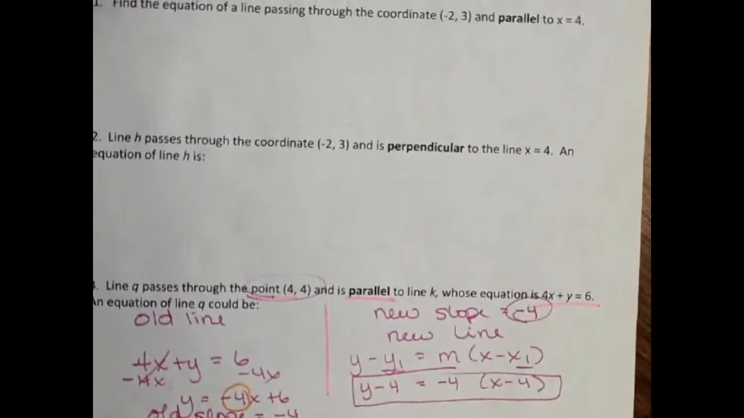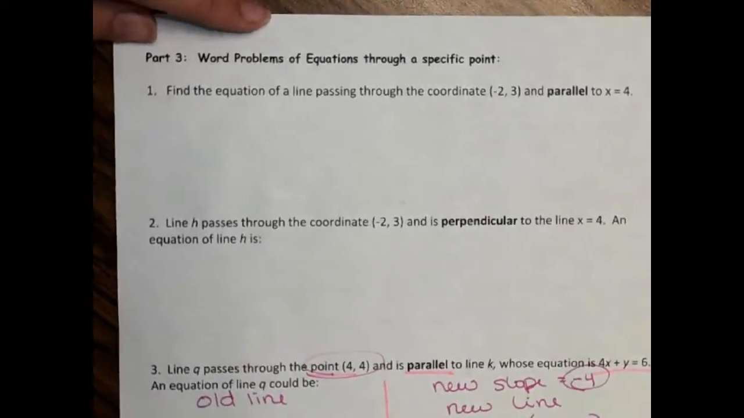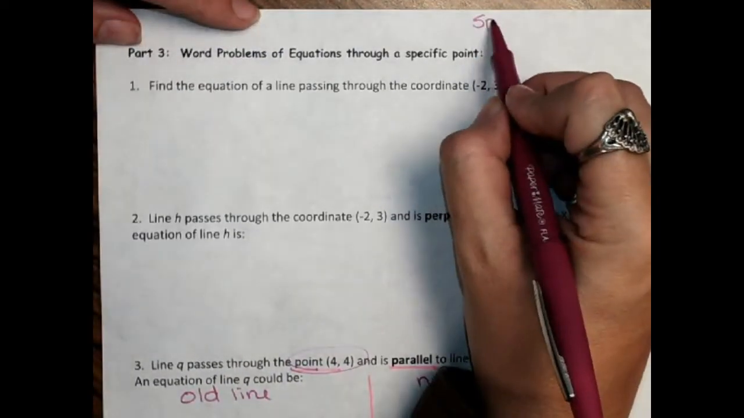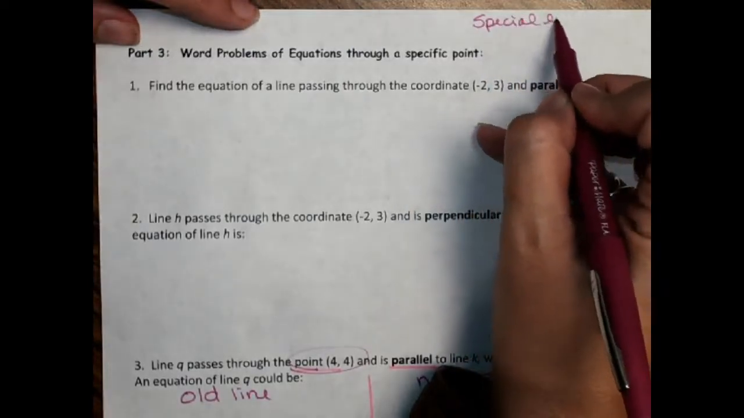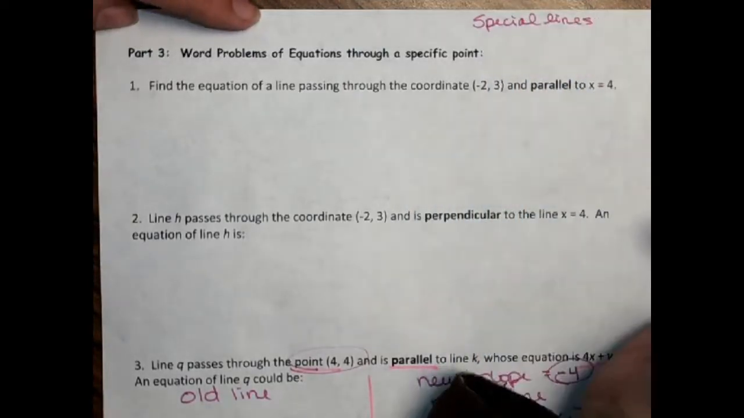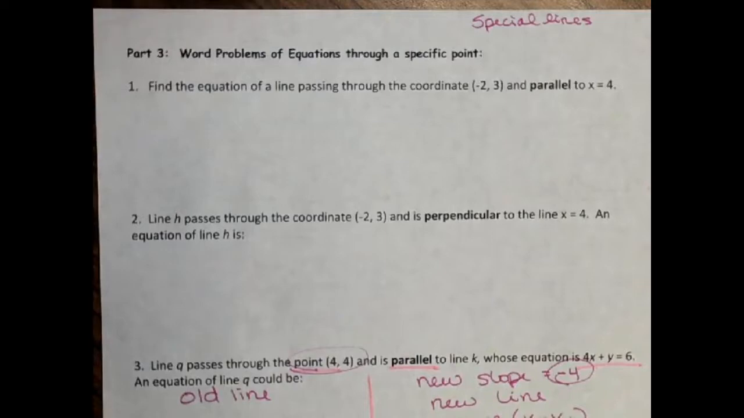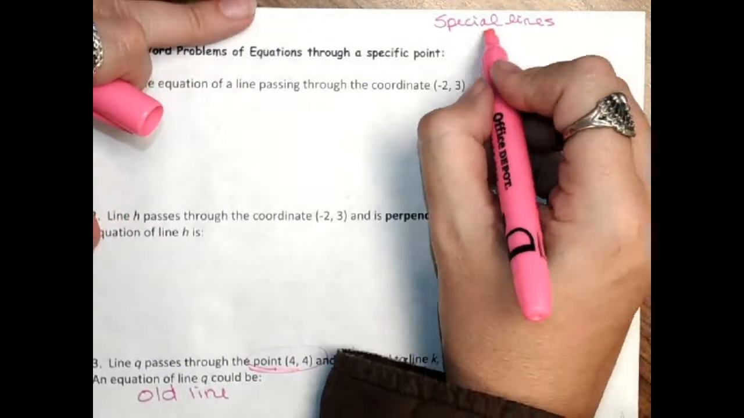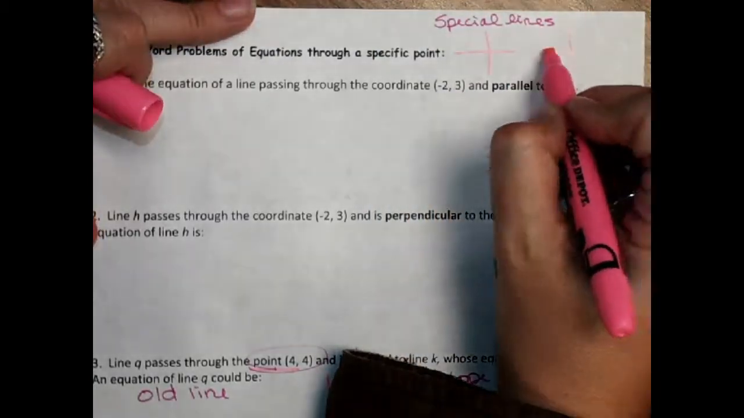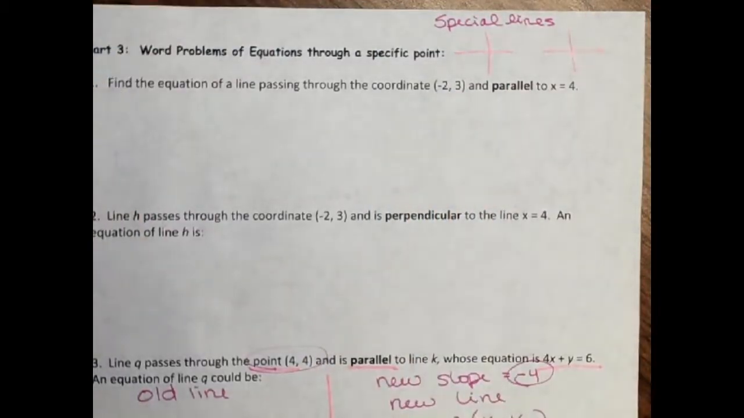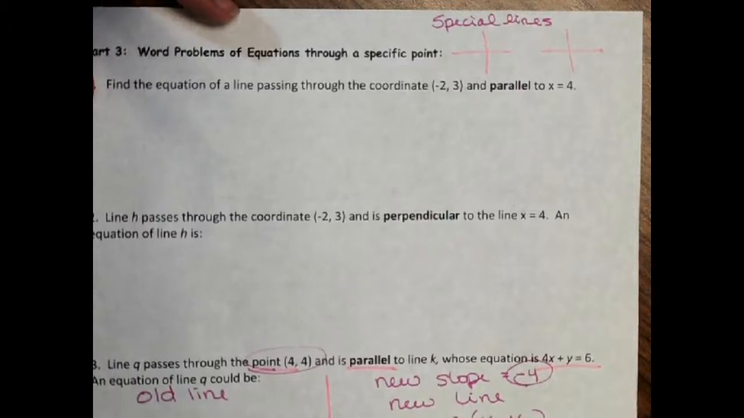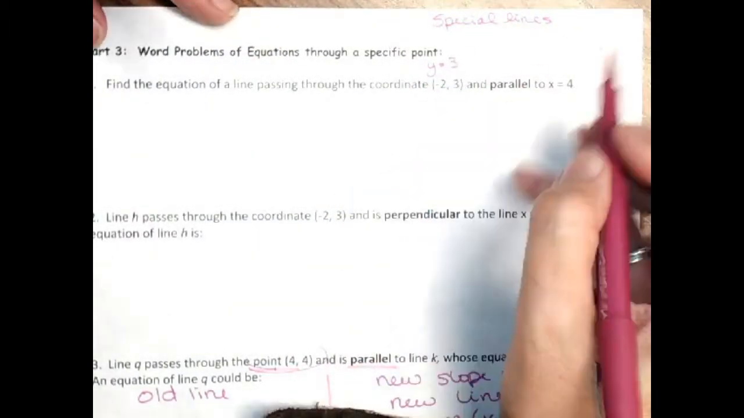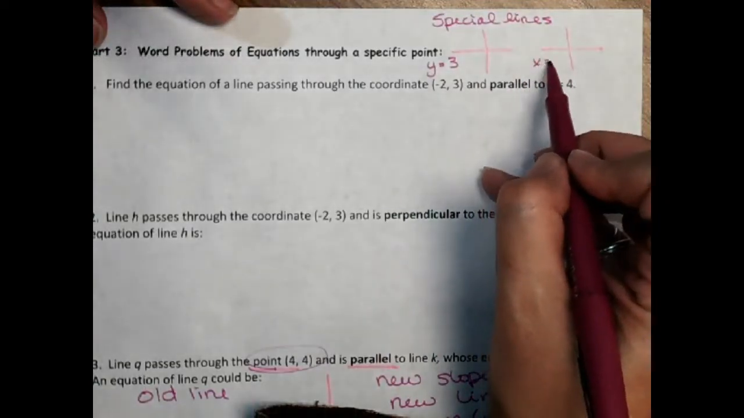Now we're going to go back to number 1 and 2 up here. And these are what I call special lines. These are the easiest lines ever, but people miss them because they're different. So I'm going to make 2 little things up here. You should write this extra little bit of notes down. These are special lines. My 2 special lines are a line like y equals 3 and a line like x equals 4.